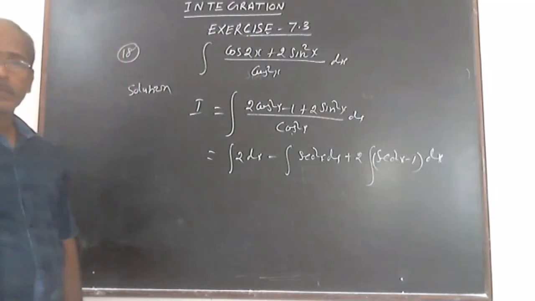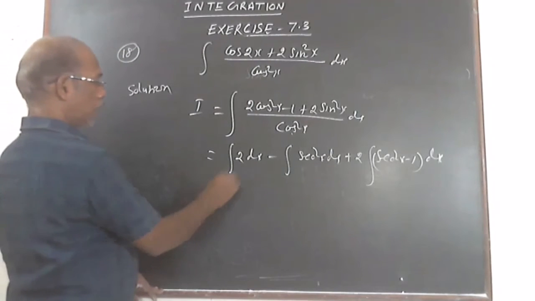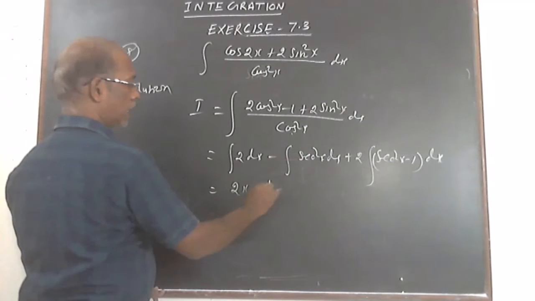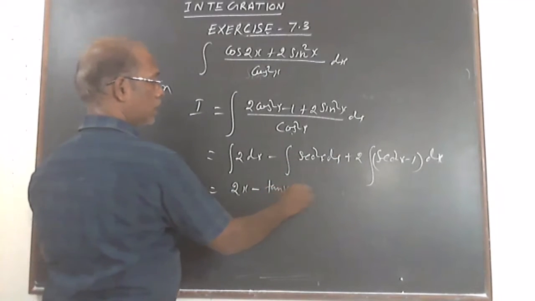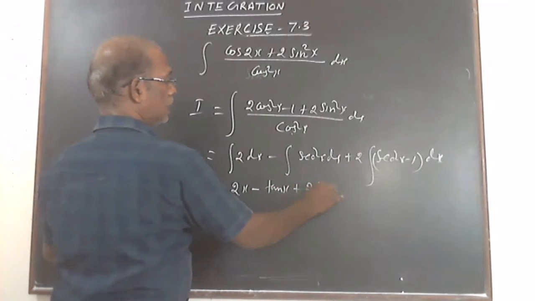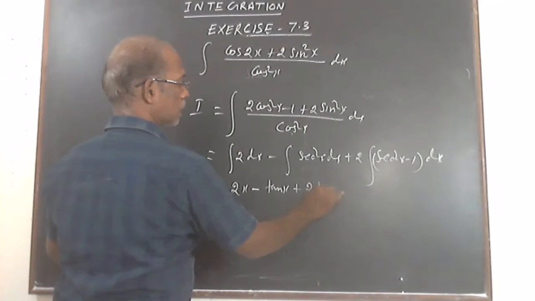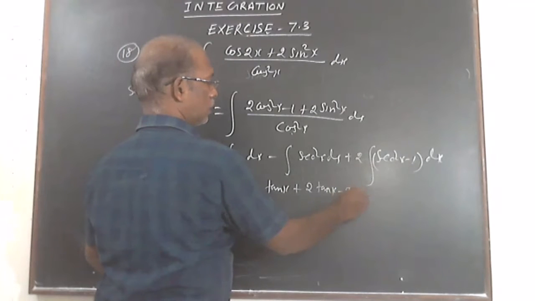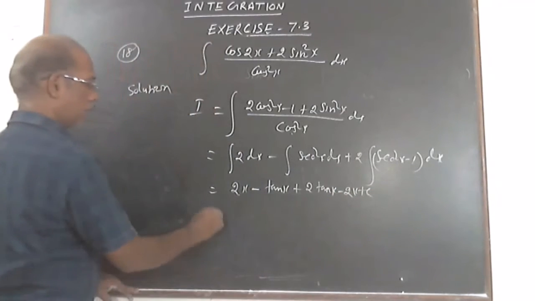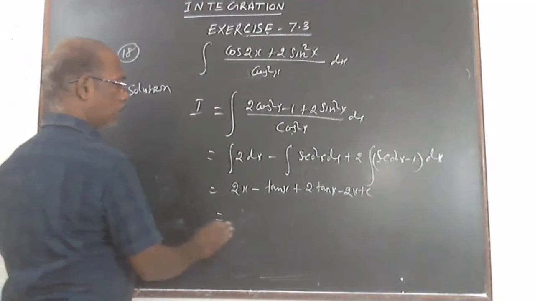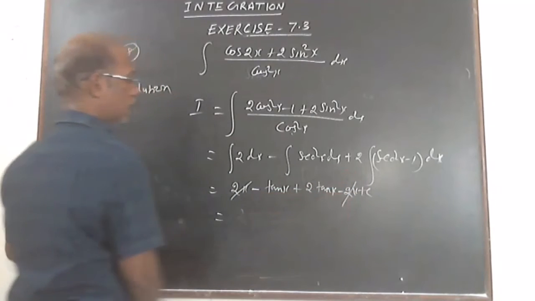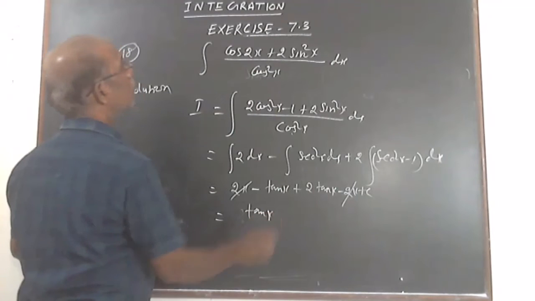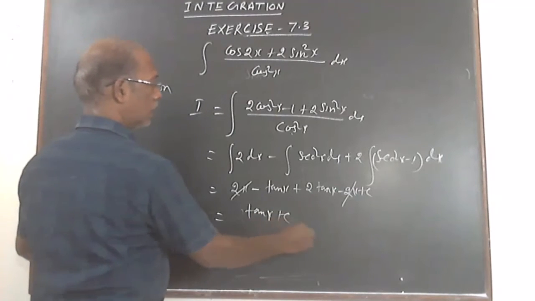Now the integral of 2 with respect to x is 2x, minus tan x, plus 2 tan x minus 2x, with the integral constant. Combined, 2x and minus 2x cancel and it is just tan x, with the integral constant.